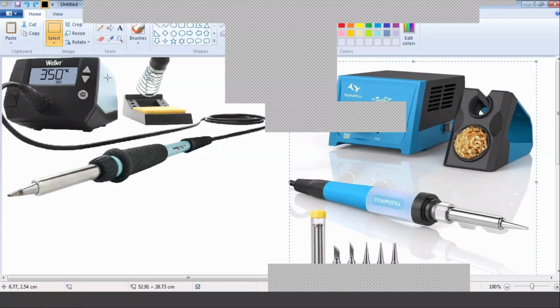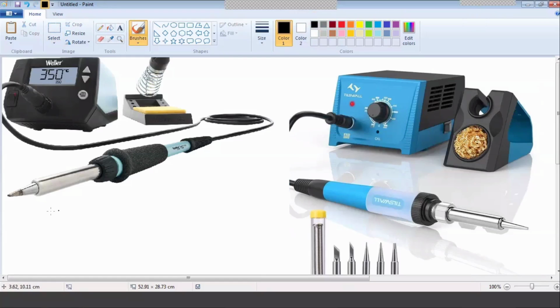Okay, students, you can see these are the soldering stations, right? So actually there is a soldering iron. This is one model, right? This is another model. There are two models I have shown here. This is model number 2. This is model number 1, right? There are many models available.